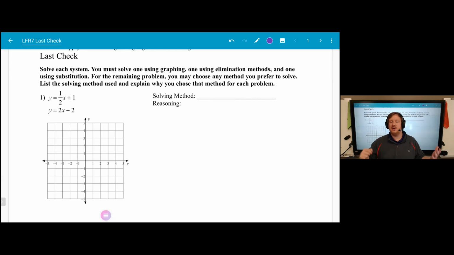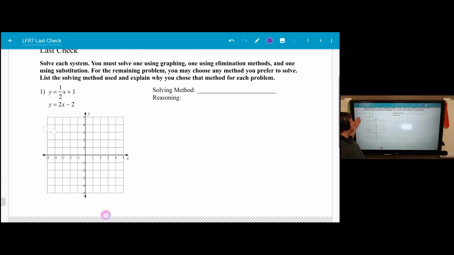Hello, Algebra 2. This is the last check for LFR7. My suggestion is that when you're going through this, pick the methods that you're going to do first. Make sure that you've got at least one graphing, one elimination, one substitution, and then pick the last one, okay? Make it easy on yourself. Don't start them until you've done the solving method and the reason for why you're doing that method. All right, with that said, I'm going to go through these on my own.